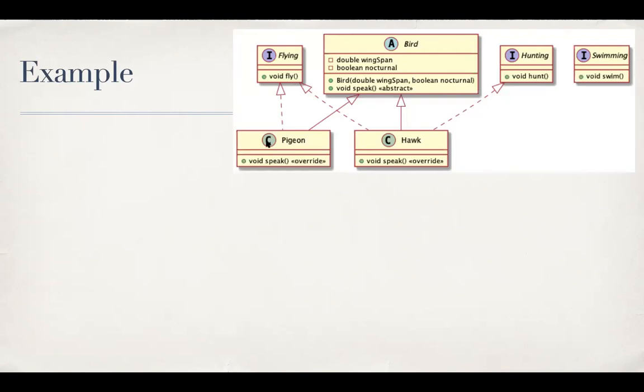And then we create two concrete classes, a Pigeon that extends the abstract class Bird and implements Flying because pigeons can fly. And it overrides the speak method. And of course, it has to implement the fly method. Then we create a class Hawk, which again extends the Bird abstract class and implements Flying as well as Hunting. Similarly, we can have later on, say, a Duck, which implements Flying as well as Swimming. But let's just look at the Pigeon and Hawk example for now.